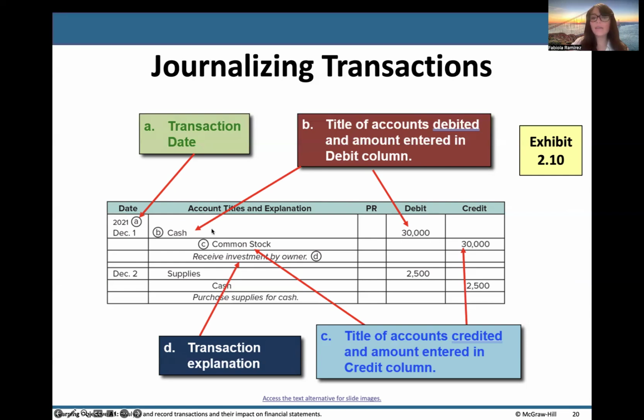Okay, next we have the common stock. So we take the title of the common stock credited and we enter the amount into the credit column. We do so here. And then we include a transaction explanation, normally just a few words noting what happened. For example, in this second transaction, this company purchased supplies in exchange for cash. And then we put in the transaction explanation, we purchased supplies for cash.